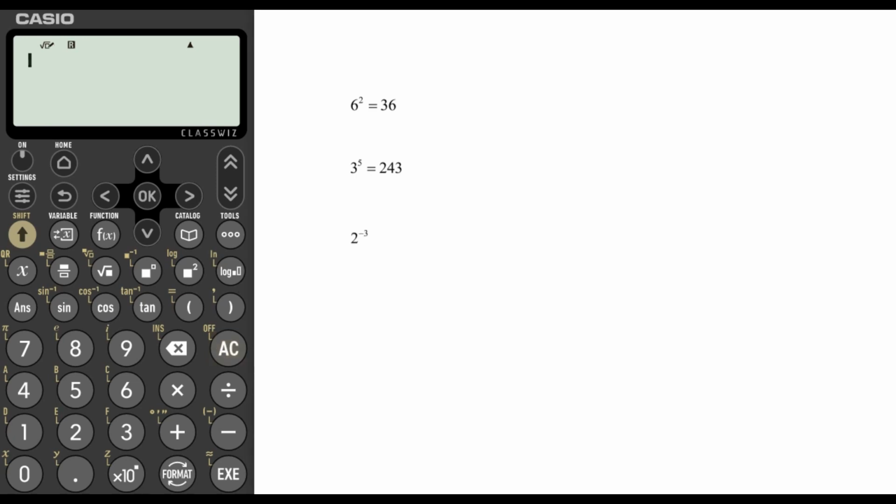Let's take a look at another example. Suppose we want to work out 2 to the power of negative 3. Well, we have 2 to the power of negative 3, and if we press execute, you will find we end up with 1/8. Let's take a look at another example. Suppose we want to work out 10 to the power of 3. Well, this is essentially the same as 1 multiplied by 10 to the power of 3. And we can work with powers of 10 using this button here. We have 1 times 10 to the power of 3, and if we press execute, we get 1000.